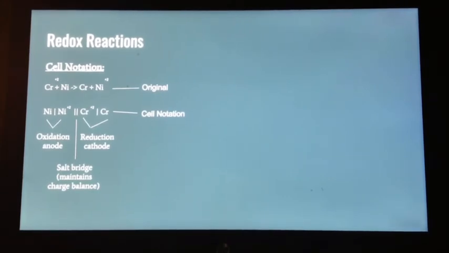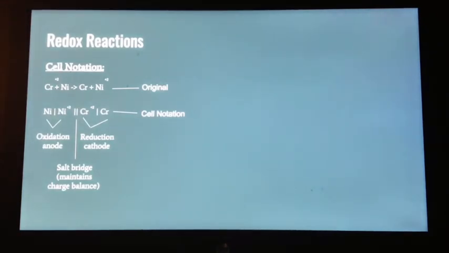To find the oxidation anode, you have to find which element is being oxidized, which means which one is losing electrons and becoming more positive. If you look, this is 0 because it's by itself, and then it goes to +2. So that means it's the oxidation anode. And then the reduction cathode is when it's becoming more negative, meaning it's gaining electrons. So it goes from +2 to 0.